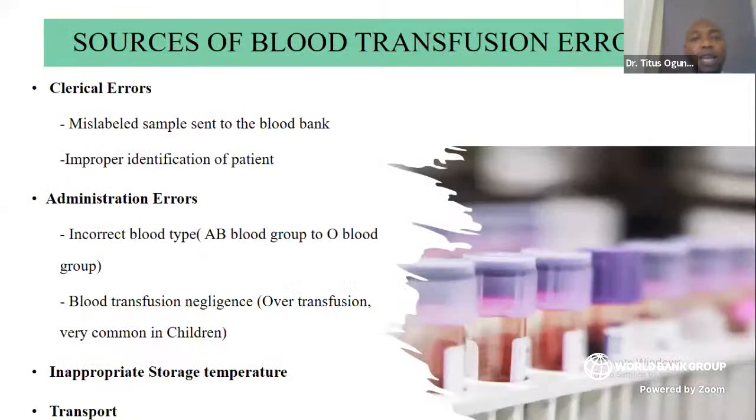So here are the sources of blood transfusion error at Harjolat. Sometimes we label samples in advance. Then a mislabeled sample is sent to the lab, as Manuel had just said the other time. Improper identification of patients, when you don't identify your patient very well, and administration error, incorrect blood type. Maybe a patient with O blood group is given AB blood group. This can cause some level of agglutination.